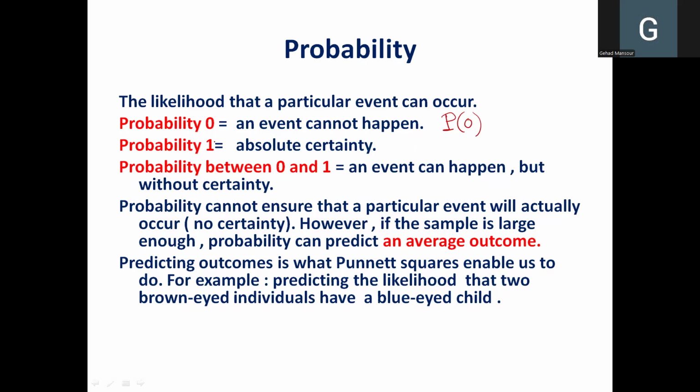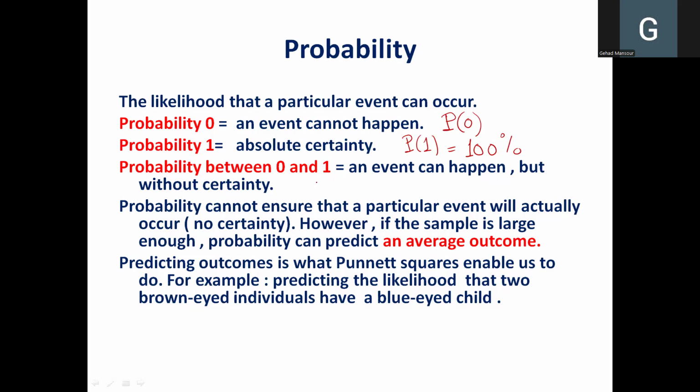The other extreme is probability one. And when we say probability one, we mean 100%. So if you say that the probability of an event is 100%, this simply means that there is 100% certainty that this event will occur. And probability between 0 and 1 is in between probability 0 and probability 100%.